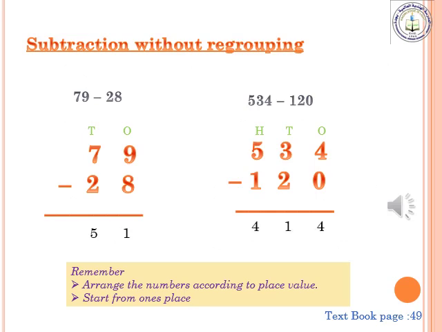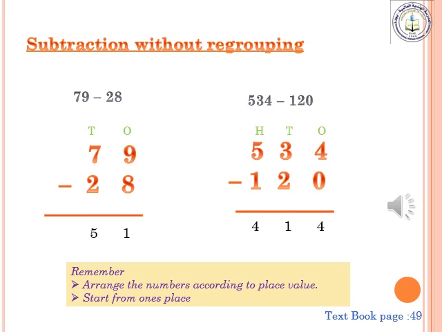Next, subtraction problems without regrouping. Here, first example, 79 minus 28. Arrange these numbers according to place value and start from 1's place. Here in 1's place, 9 and 8. Can we subtract 8 from 9?